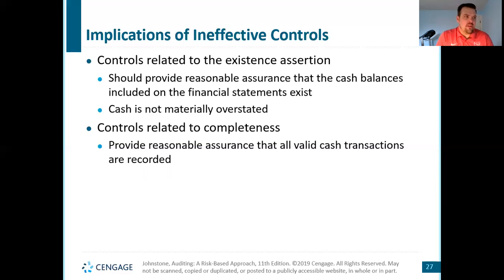Controls related to completeness provide reasonable assurance that all valid cash transactions are recorded, making sure that the ledger is complete. Everything that did happen is there. There's not something hiding, or something that was not recorded that did actually occur.